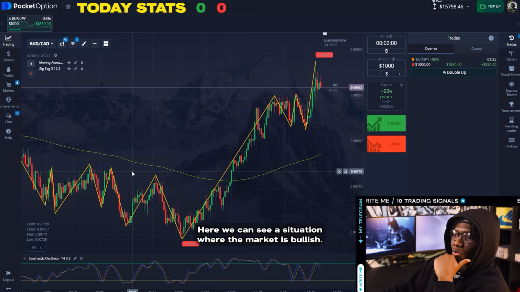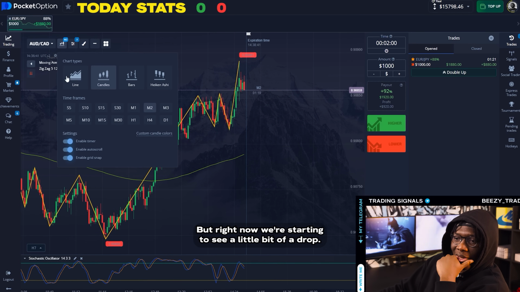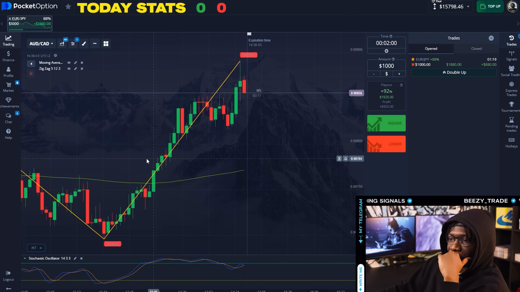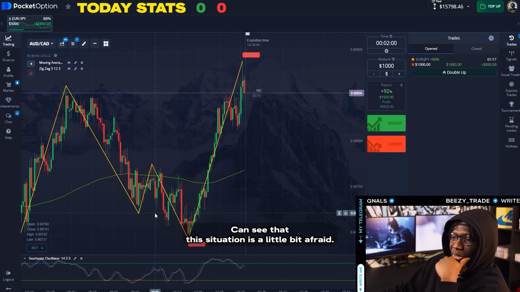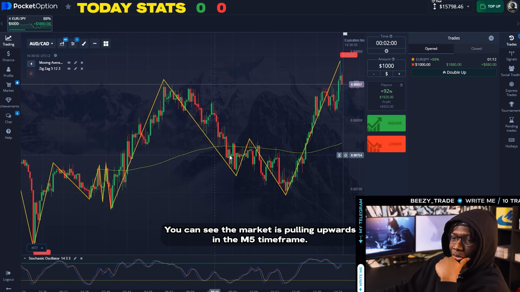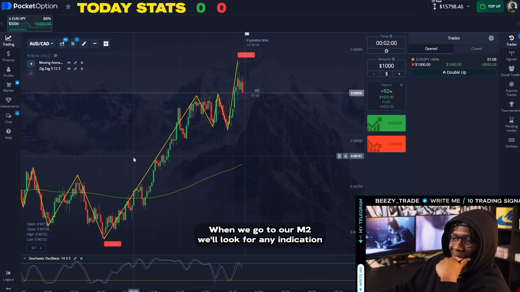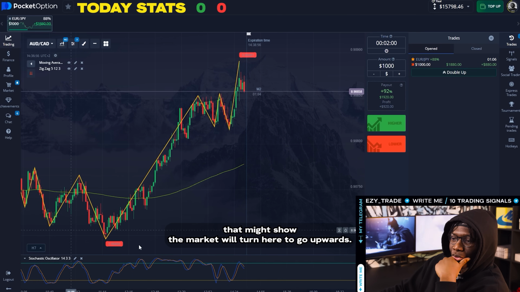We can see a situation where the market is bullish, but right now we're starting to see a little bit of drop. Now let's check out M5. You can see that the situation is a little bit different. And on M5, you can see that the market is pulling upwards in the M5 time frame. And when we go to an M2, we're looking for any indication that might show the market will turn here or could easily go upwards.